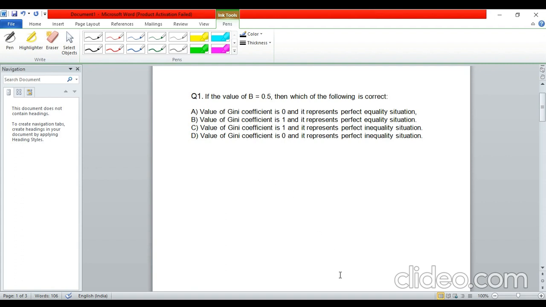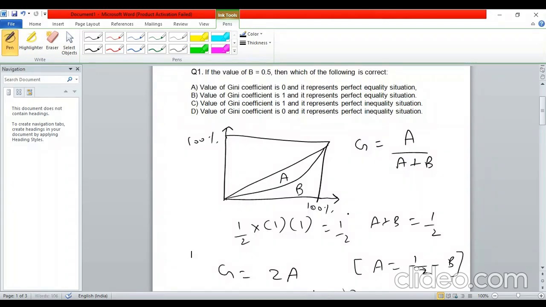Okay, guys, so let us start. This is the first question that we have. Here they have given us the value of B, which is 0.5, and they have asked us to find out the value of Gini coefficient and whether this is a situation of perfect equality or perfect inequality. Now, looking at this diagram, I hope you guys must be knowing this diagram.